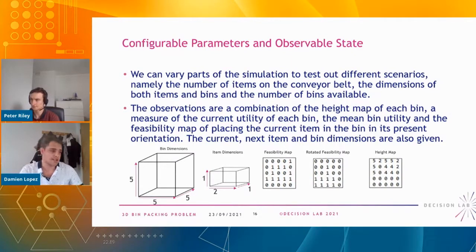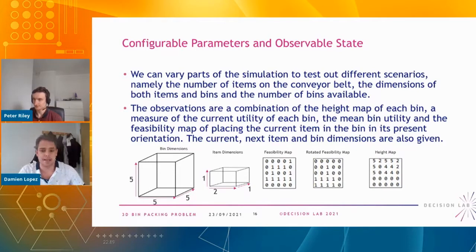The observations are a combination of the height map of each bin, which is how high the quantity of objects are on each XY coordinate. So if we see in the height map there's 5, 2, 5, 5, 2, that means in coordinate 0, 0, there are 5 items high, whereas in coordinate 0, 1, it's 2 items high. And obviously when it's 5 items high in a 5x5x5 box, it's at its max capability.